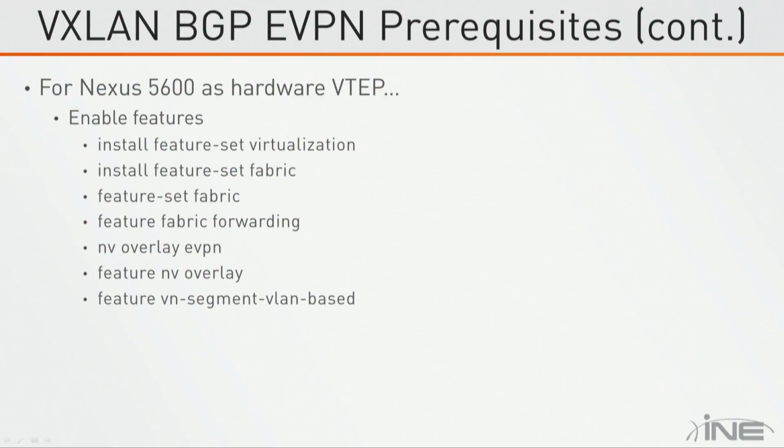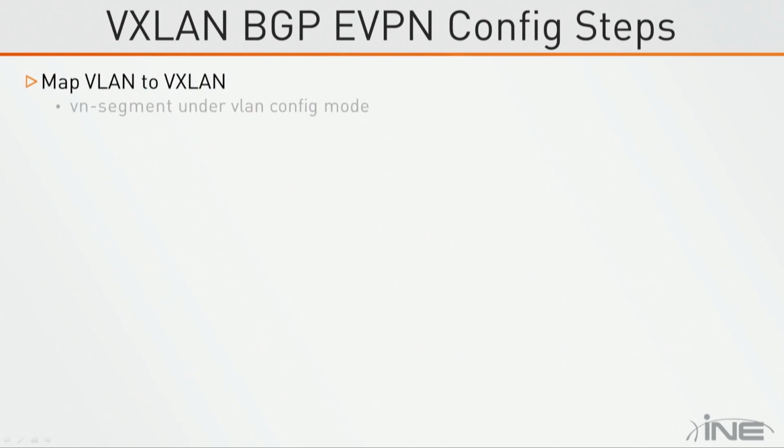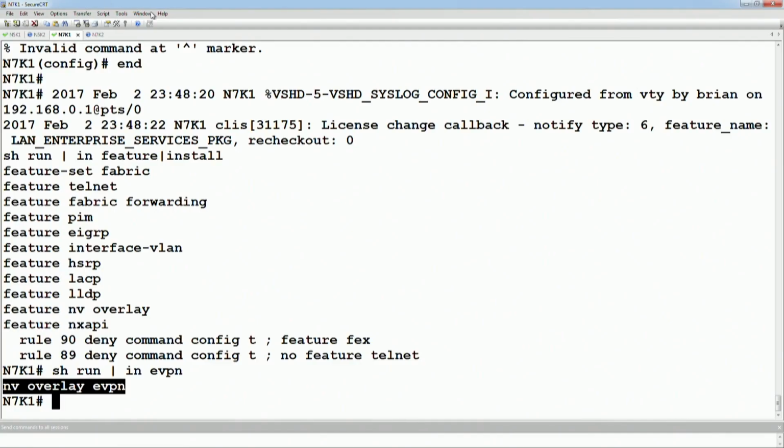Okay, so next steps are going to be very similar to flood and learn. Next, we're going to map the VXLAN to the VLAN. Okay, so it's the VN segment under the VLAN config mode. So we already have this done from our previous example, which was flood and learn.